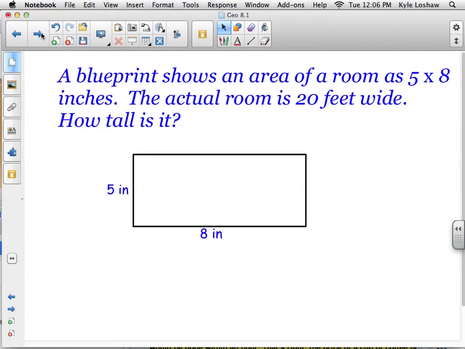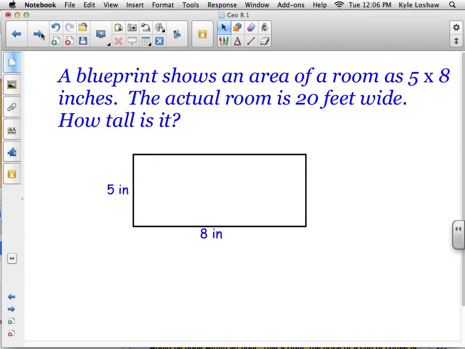One more problem with the proportion is now a word problem. A blueprint shows an area of a room as 5 by 8 inches. The actual room is 20 feet wide. Holy cow, 20 feet wide. How tall is it? Boy, that is a good question. It's such a good question. I'm going to leave this one for tomorrow.